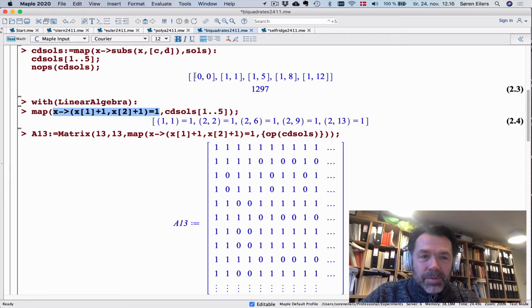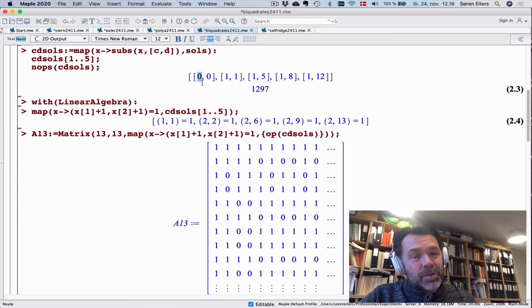And so how does that work? Well, I'm mapping the map that sends x to x1 plus 1. So x is this thing here, x1 is the first entry, then I add 1 to it. That's the x coordinate of the thing I want to have a 1 at. And then the second is a 0, that I extract, and I'm adding 1 to that as well. And then I make the equation saying this pair equals 1.